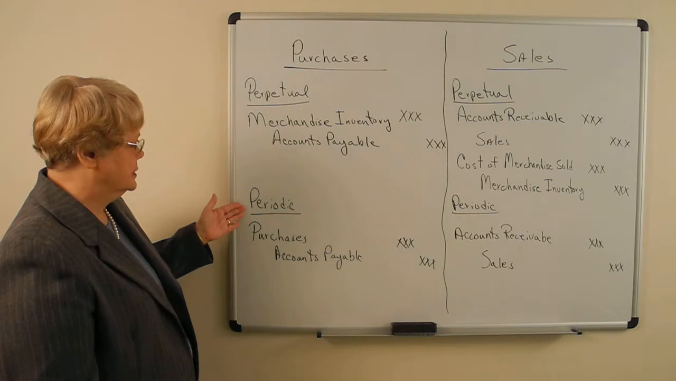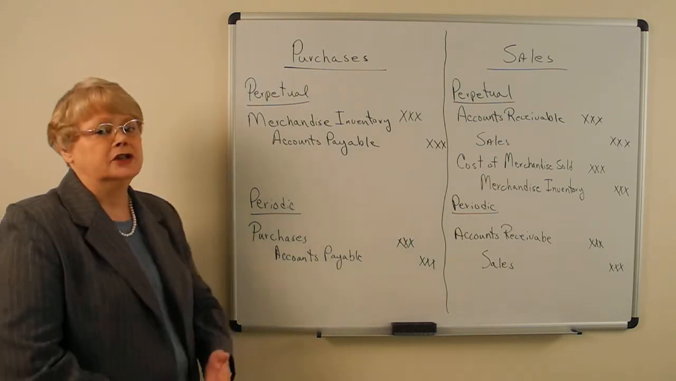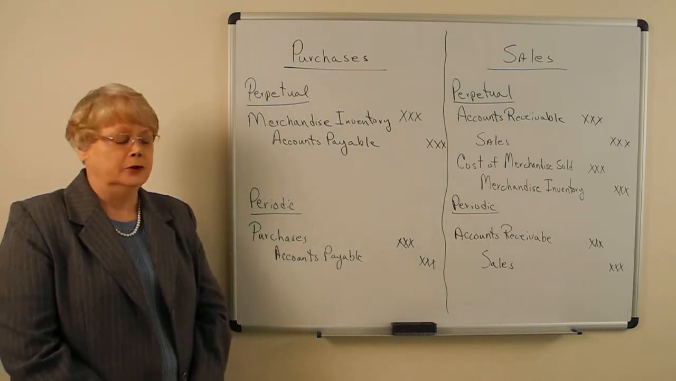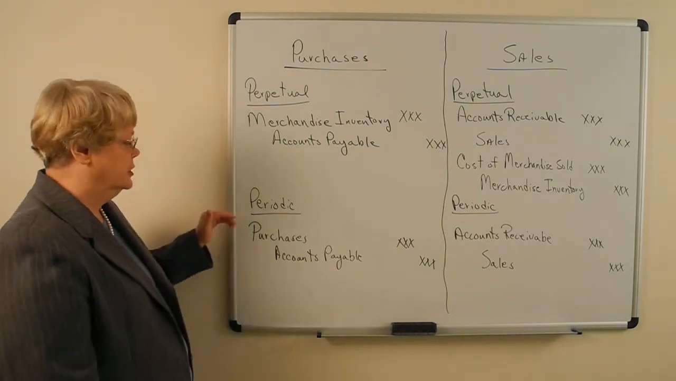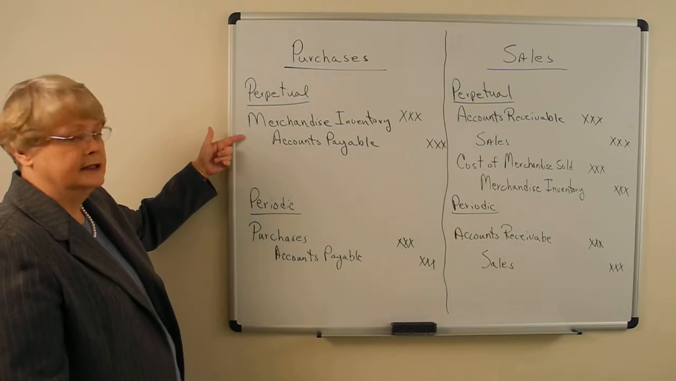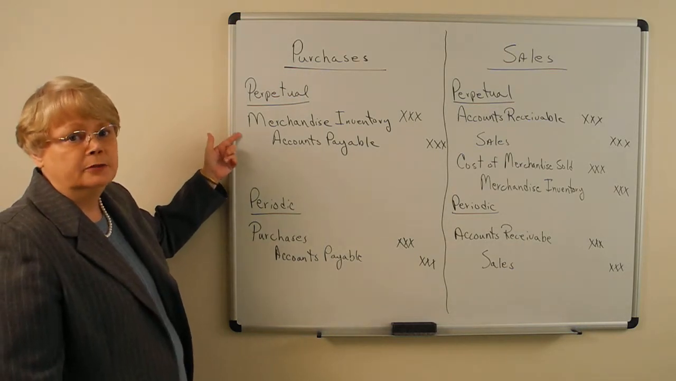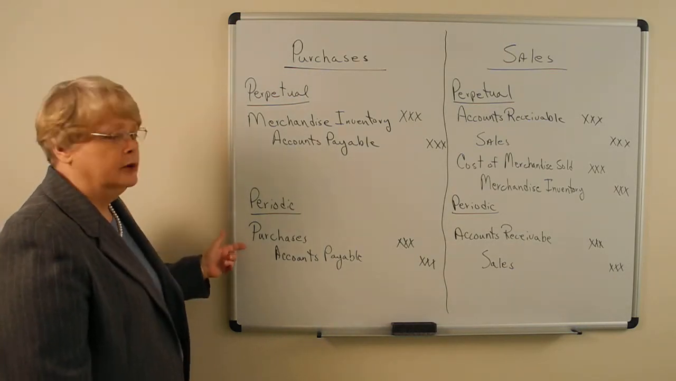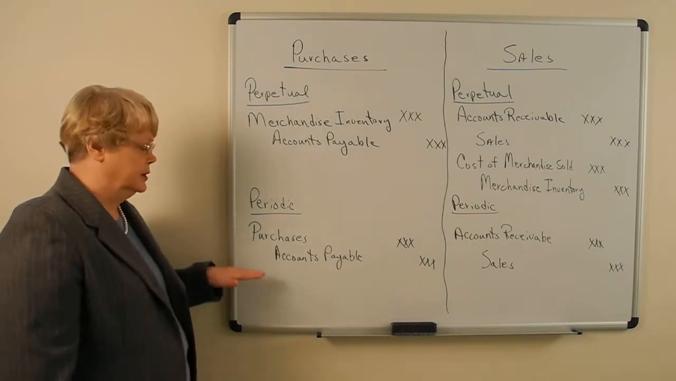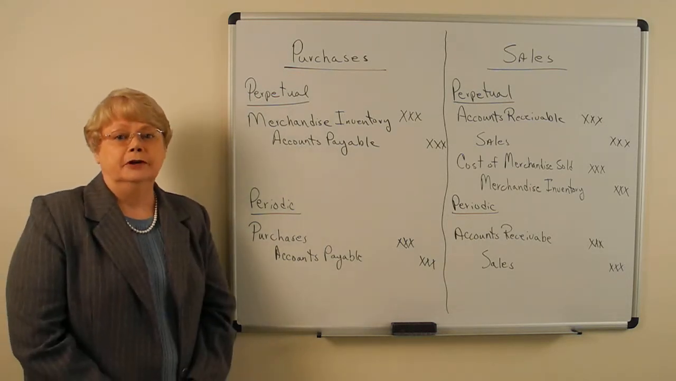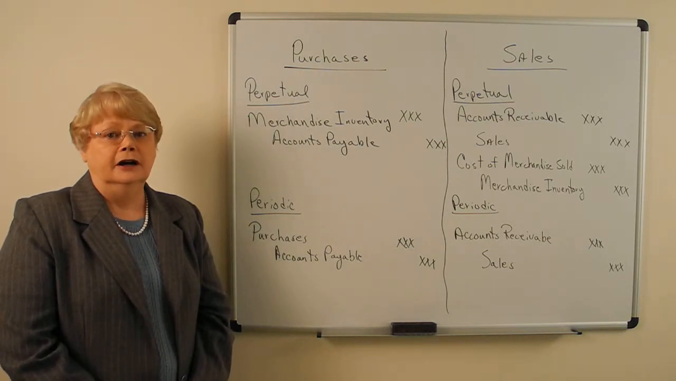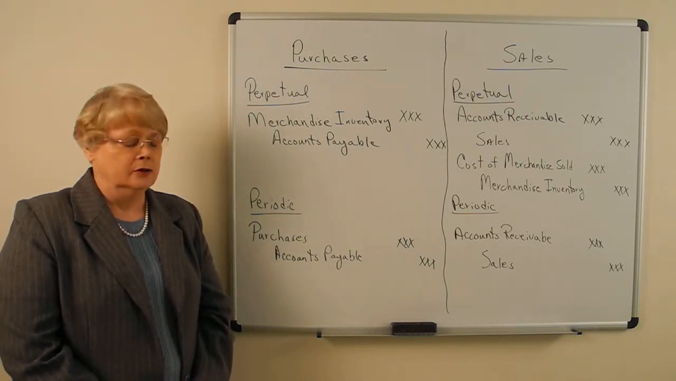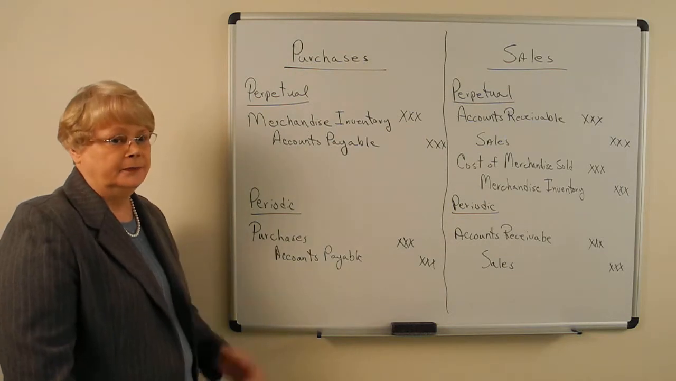Under the periodic system, we're going to actually debit purchases. When we have a purchase, we again will credit accounts payable. So the only difference here between the two systems is the debit. Here we will be debiting merchandise inventory. Here we will be debiting purchases, and the reason that we don't debit inventory in the periodic system is because we're not keeping up with the inventory as it is purchased and sold. So we'll go into the purchases account.